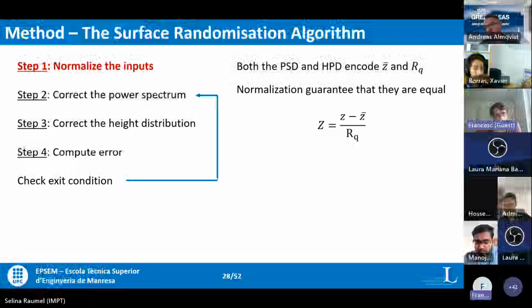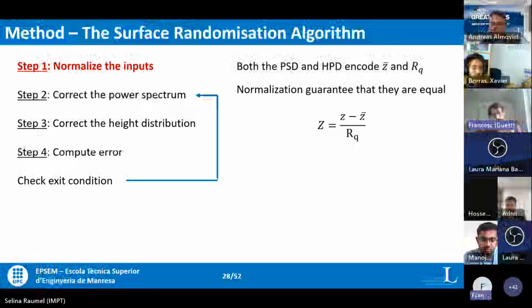So we start with the normalization. We have to do this because both the power spectrum and the height probability distribution encode the mean value of the height and also the RQ value. Therefore they must be equal, otherwise we would run into trouble. The normalization of both ensures that this happens. Of course, once you have the generated surface, you can undo this normalization to get the mean value and the RQ value that you desire.